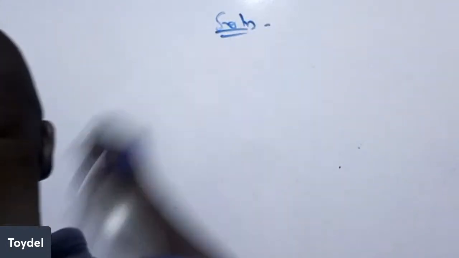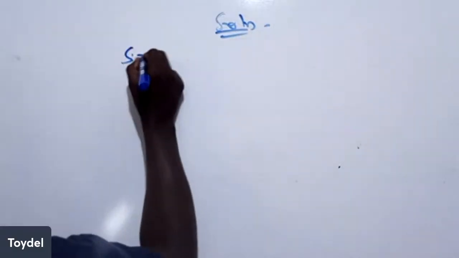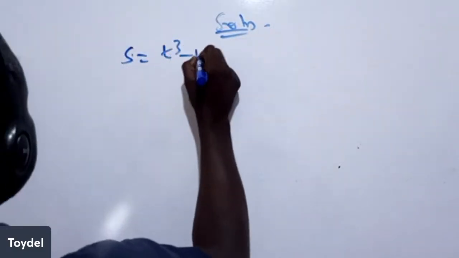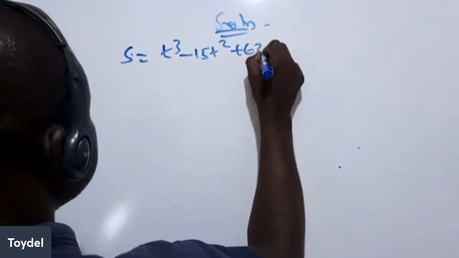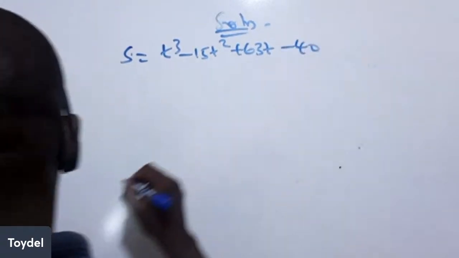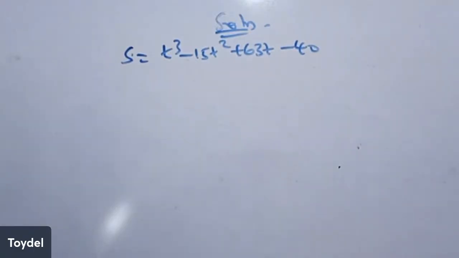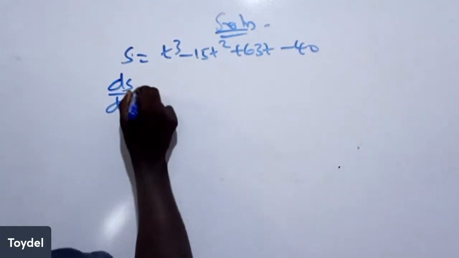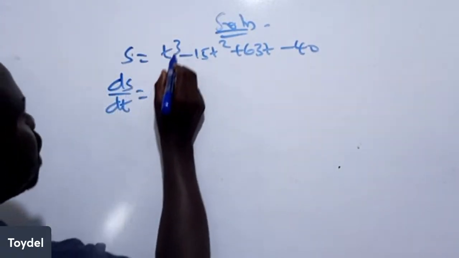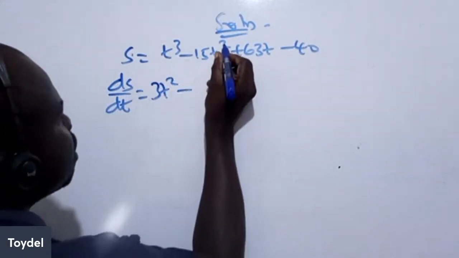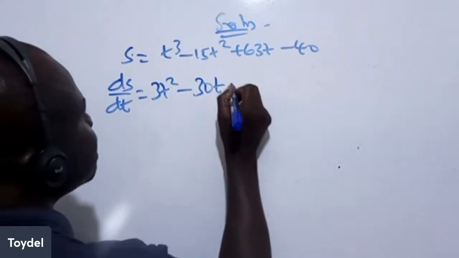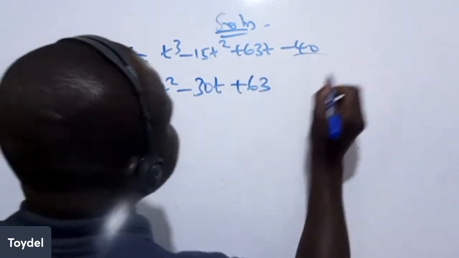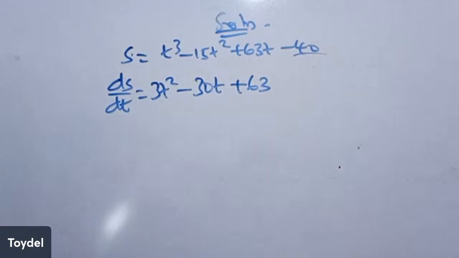Solution. We are given s to be equal to t cubed minus 15t squared plus 63t minus 40. We want to find the distance, so we find ds/dt. That is, we take the first derivative. If we do that, this will be 3t squared minus 2 times 15, which is 30t, plus 63. The derivative of a constant is 0. That's what we are going to get.